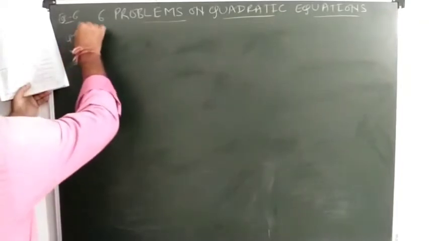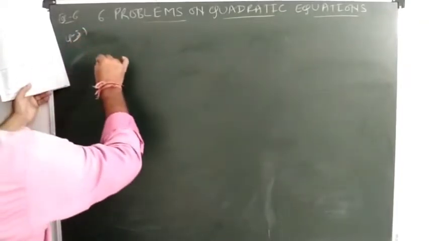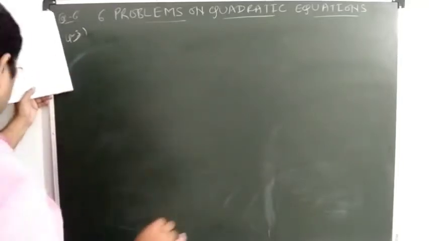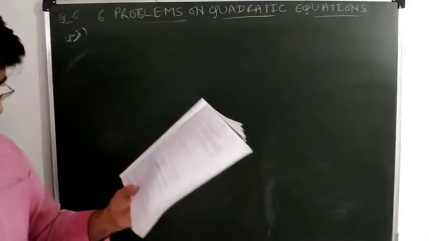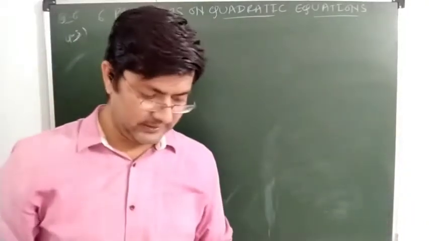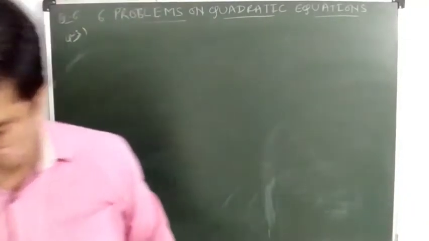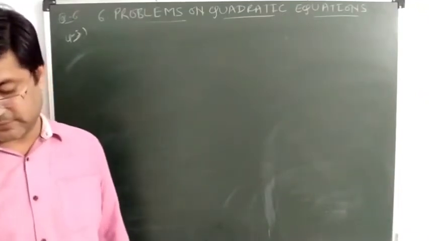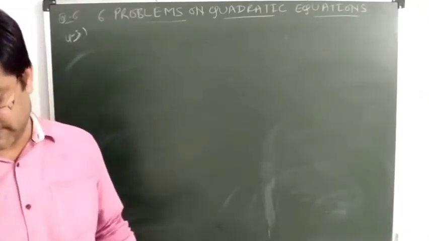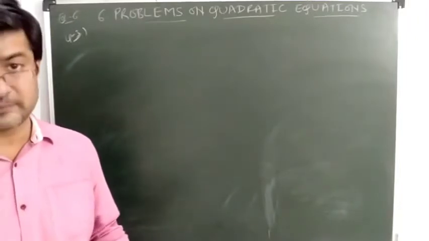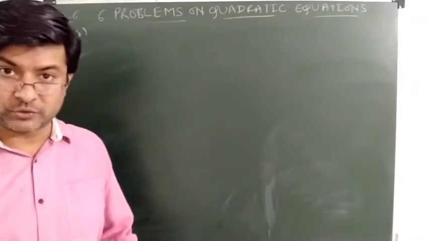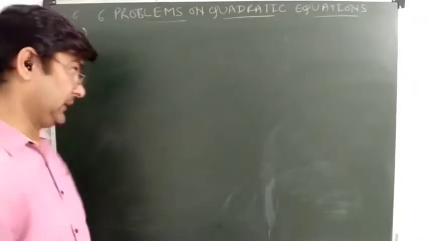Question number 3. Find two consecutive positive even integers whose product is 224. We have to find two consecutive positive even integers whose product is 224. So we have to find positive integers, and those must be even.